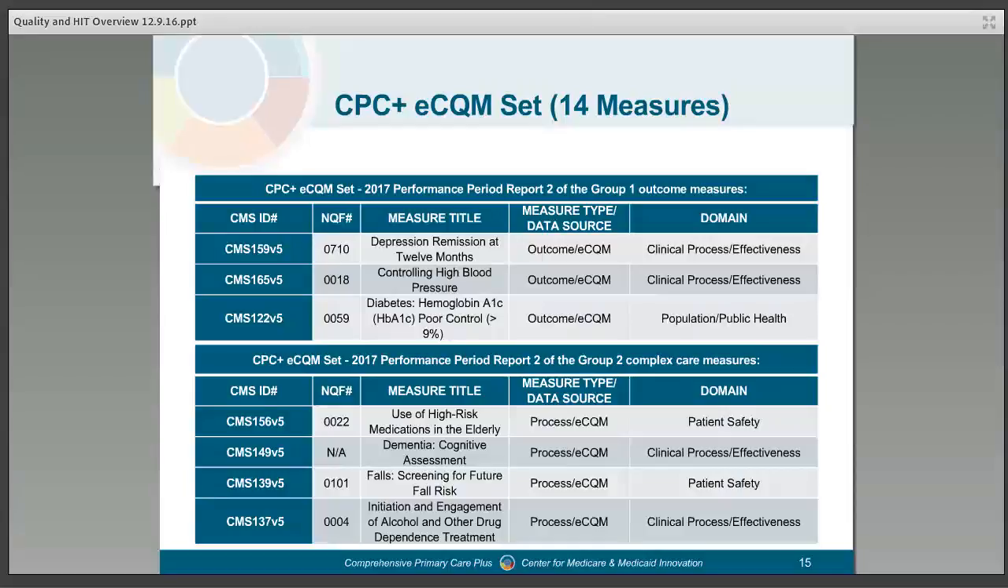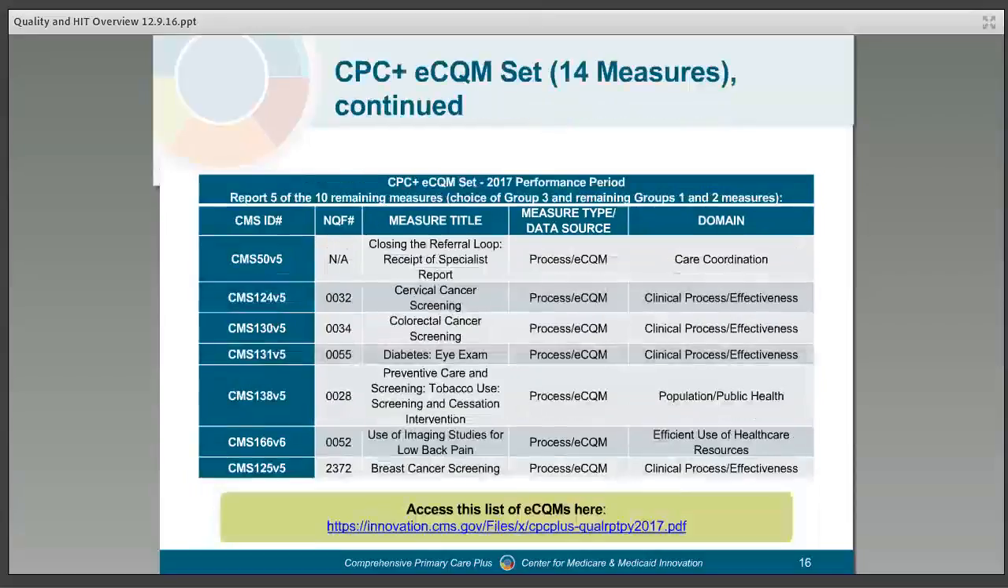So then you have to select 2 of the complex measures. That's what you see here at the bottom of the slide. And then select 5 from the remaining measures, either these or any of the remaining measures from the complex care and outcome measures. And again, here's a link for getting a list of the eCQMs. They're readily available at any time.